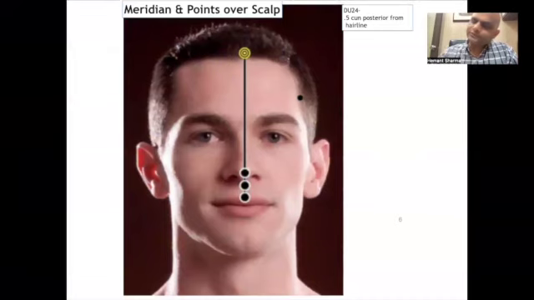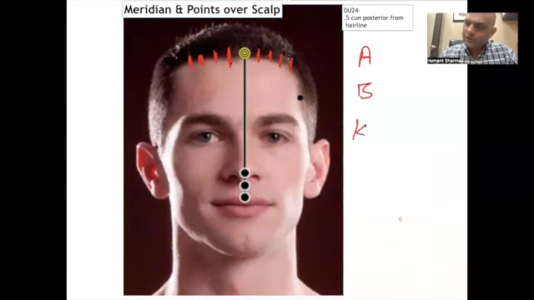From the center line, if we are moving 1 centimeter, again 1 centimeter, again 1 centimeter, and again 1 centimeter, there are 4 points. Same on the other side, 1, 2, 3, and 4. And these points are called A, B, knee, and C. The knee point is very good for the knee pain.